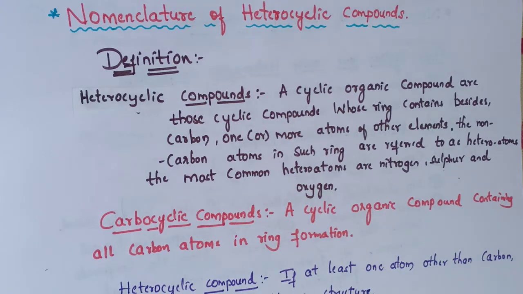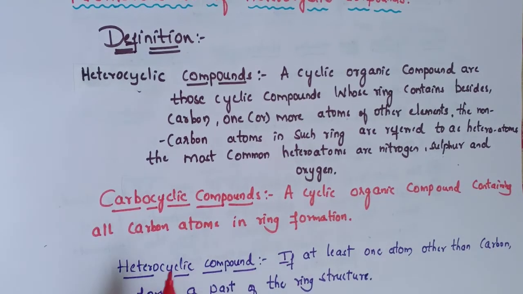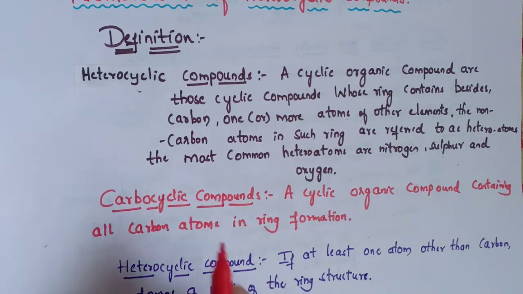In this video we are going to learn about nomenclature of heterocyclic compounds. But before that we should understand the definition of the heterocyclic compounds and also carbocyclic compounds. Now first we can start with carbocyclic compounds definition. A carbocyclic compound is a cyclic organic compound containing all carbon atoms in a ring formation. If in a cyclic organic compound all the atoms present are carbon and hydrogen only, that is a carbocyclic compound.